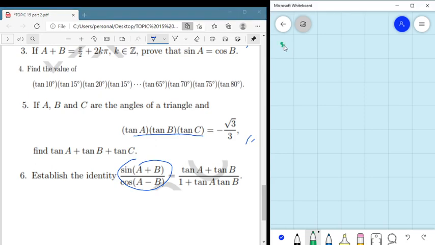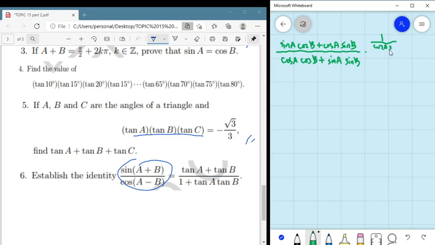Okay? So, the numerator is equal to sine A cosine B plus cosine A sine B, all over cosine A cosine B plus sine A sine B. Then, to arrive at tangents, we multiply both numerator and denominator by 1 over cosine A cosine B.